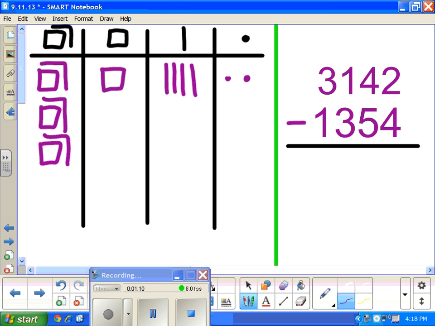Now, since this is a subtraction problem, we don't want to put more on the board. We're going to take the amount off the board that we're subtracting. And in our example, we are subtracting from 3,142. We are subtracting 1,354. If I am using the standard algorithm, we must first make sure that we have our numbers organized by place value.